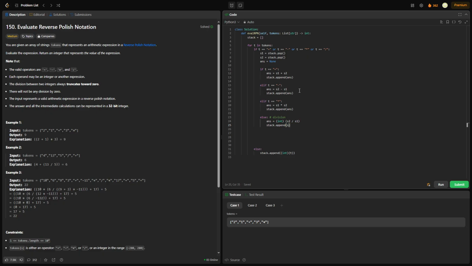We need to do it a specific way. In Python you can do s2 divided by s1 with a single slash, or you can do s2 divided by s1 with a double slash. The problem with the double slash is that it truncates towards negative infinity. Right here, the problem tells us we should truncate towards 0, so we obviously want to be using the single slash with int conversion, which truncates towards 0.